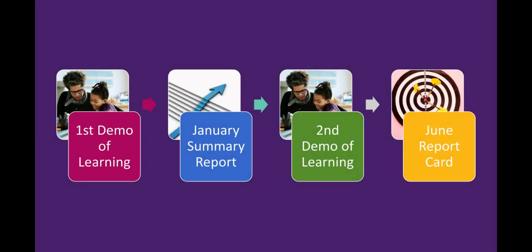Most schools hold their demonstrations of learning in November. Then we have the January summary report. Then the second demonstration of learning is sometime at the end of March or beginning of April. And then we have the final report card in June.